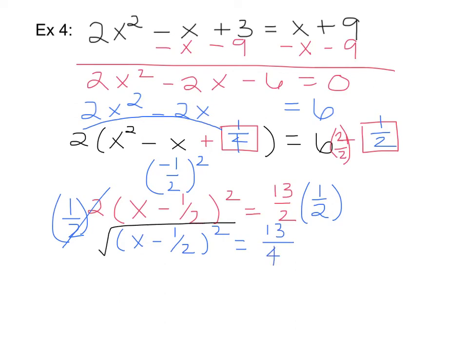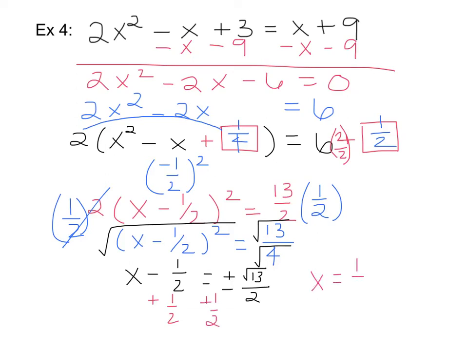Now I get to take the square root. Remember, you take the square root of the top, square root of the bottom. So that gives you x minus 1/2 equals plus or minus the square root of 13 over 2. Then what we're going to do is add 1/2 to both sides. And it gives you x equals 1/2 plus or minus the square root of 13 over 2.